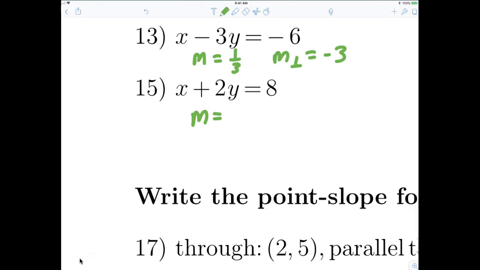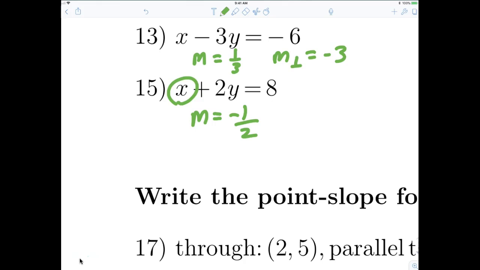Negative what? I'm thinking it's -1/2. Yes. Come on now. I'm moving the x over. When I move the x over, it becomes what? -x, right? Which is -1. And then you divide it by 2. -1 divided by 2 is -1/2.